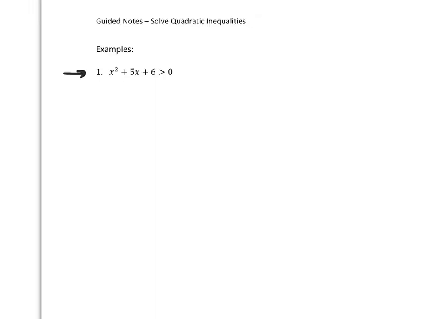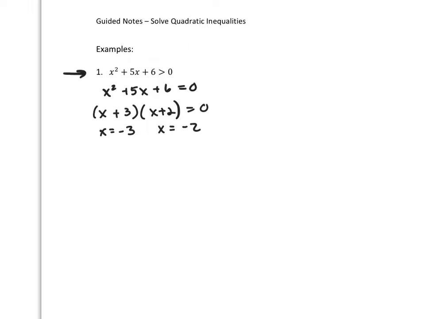So I need to find the critical numbers. You find the critical numbers by setting the quadratic equal to 0 and solving either by factoring or quadratic formula. Remember, quadratic formula always works, but if I can easily factor it, then I do that. (x plus 3)(x plus 2) equals 0. Is that right? Yes. That gives me x equals negative 3 and x equals negative 2 as my critical numbers.